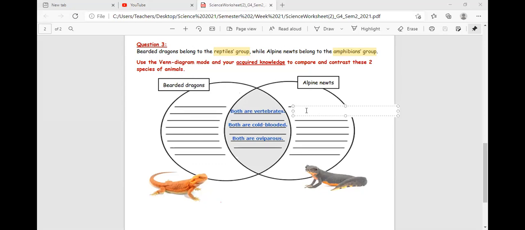We still have 1 minute. Bearded dragons breathe with their lungs, while newts breathe with their lungs and the skin. Excellent. Bearded dragons breathe with their lungs. Newts breathe using their lungs and the skin. Excellent. Yalla, something else.